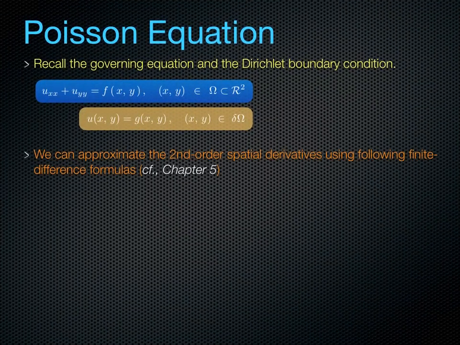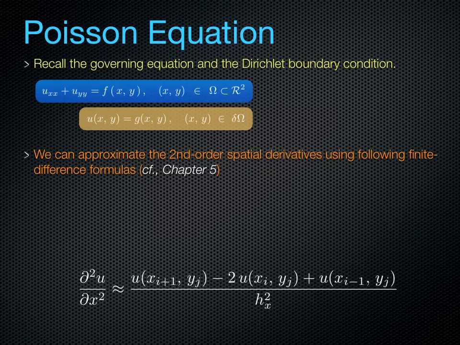So using the formulas we have derived earlier on numerical approximations to derivatives, I can write the approximation to the second partial derivative of u with respect to x using a central difference formula.